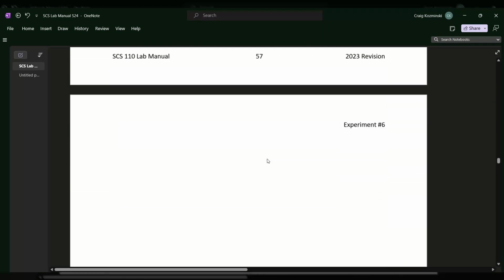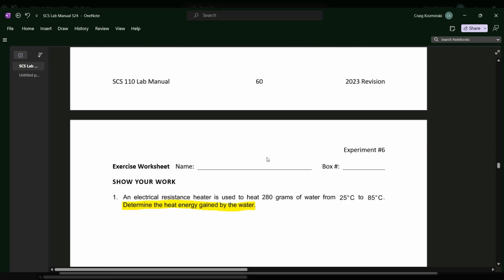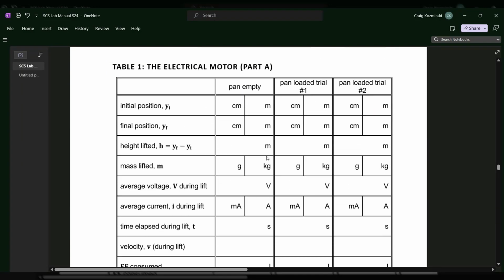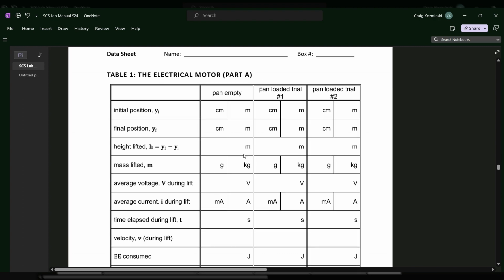So we'll zoom down to our data table for part A. In our part A, the electrical motor, you can see that we're going to be measuring the initial and final position. And we'll be recording this in centimeters and converting to meters. So of course, like always, we want to write that conversion down, 100 centimeters per 1 meter. We're going to determine the total height lifted in units of meters. We're going to be recording the mass of our object that is lifted in units of grams and converting it to kilograms. So as always, 1,000 grams equals 1 kilogram.